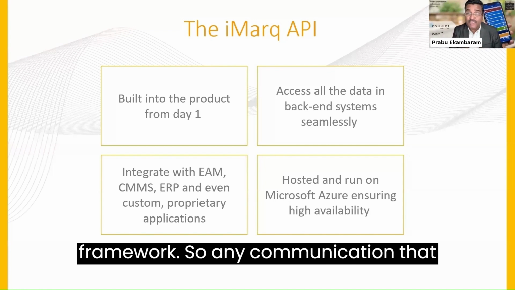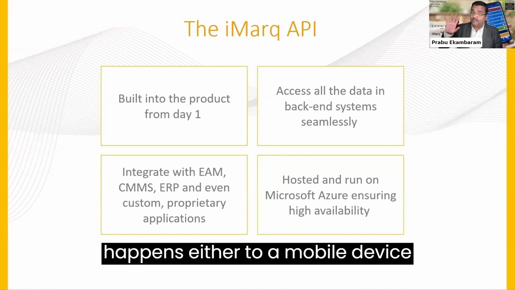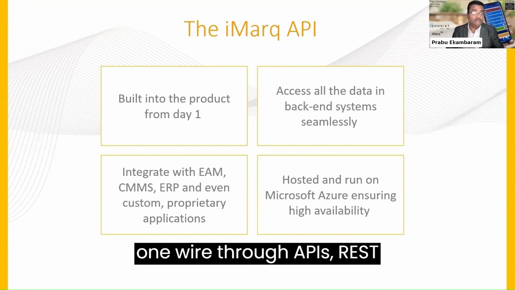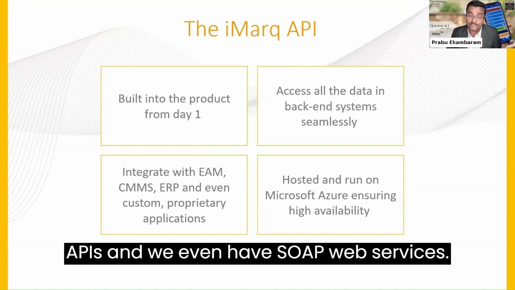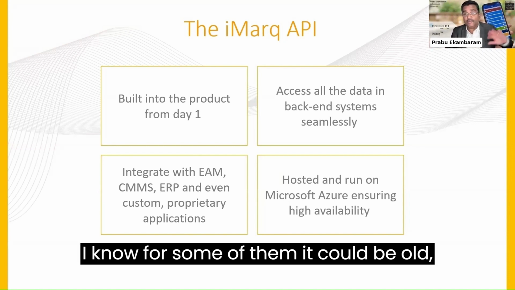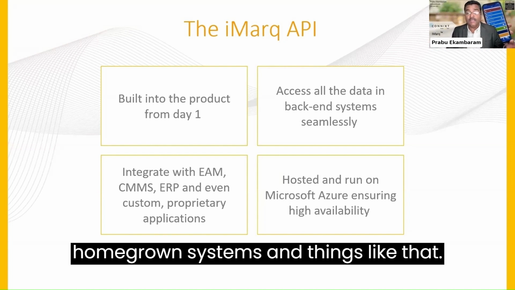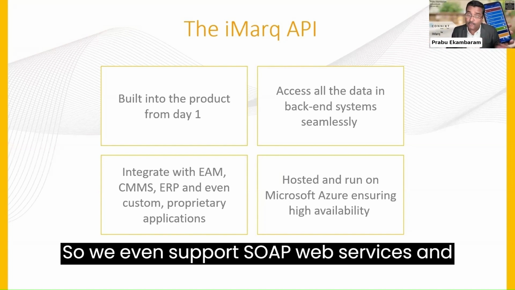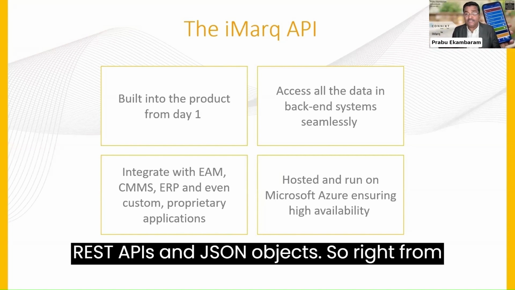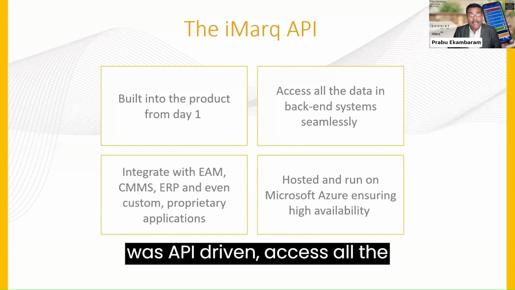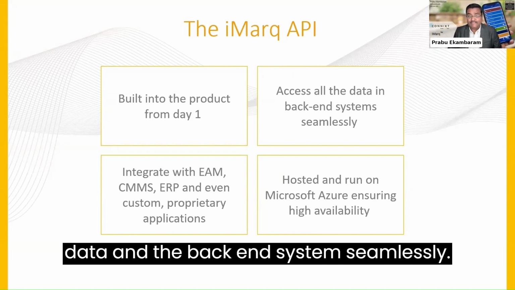So any communication that happens either to a mobile device or to a backend system, right from day one, is wired through APIs, REST APIs, and we even have SOAP web services. I know for some of them it could be old, but we deal with customers who have homegrown systems and things like that. So we even support SOAP web services and REST APIs, JSON objects. So right from day one, it was API driven. Access all the data in the backend system seamlessly.